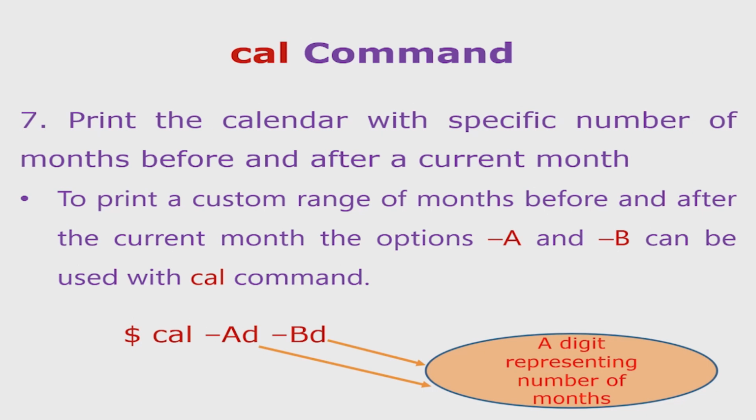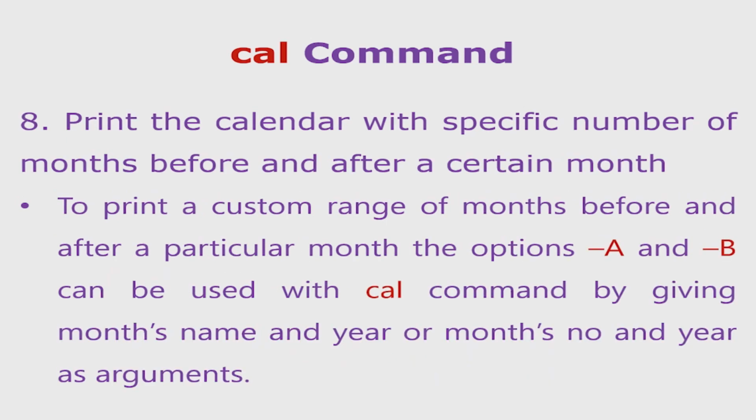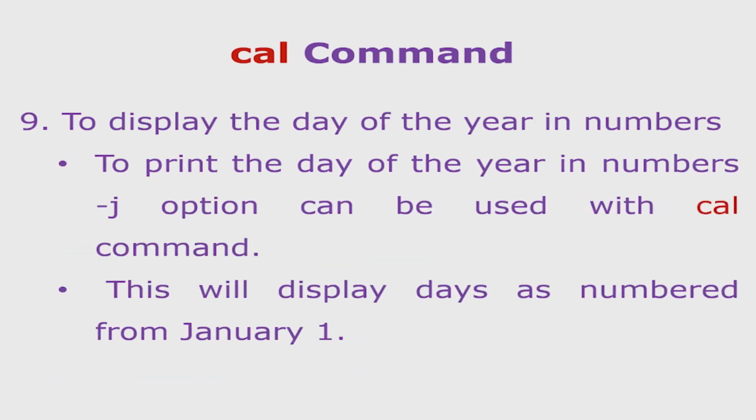To print a custom range of months before and after the current month, the options "A" and "B" can be used with cal command. "A" represents months after, "B" represents months before. To print a custom range of months before and after a particular month, the options "A" and "B" can be used with cal command by giving month's name and year or month's number and year as arguments. To print the day of the year in numbers, -j option is used with cal command. This will display days as numbered from January 1.